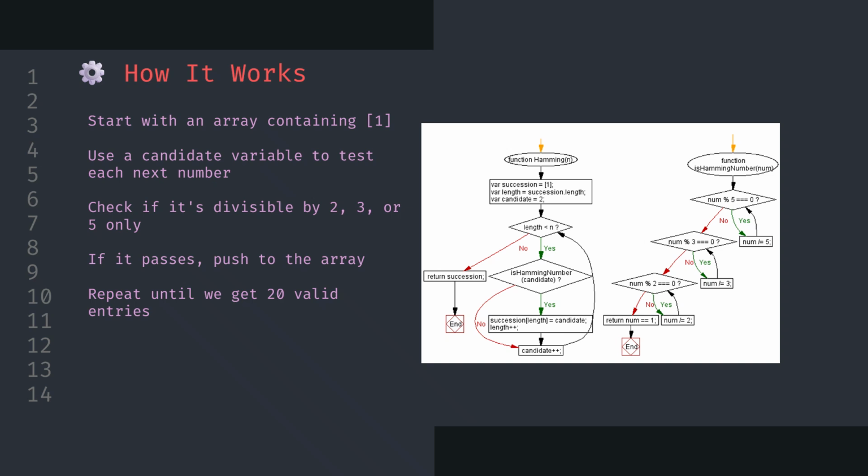The logic is really clean. We start with just the number 1, which is considered a Hamming number by definition. Then, for every new candidate number, we run it through our checker. If it can be broken down to 1 using only 2's, 3's and 5's, it is accepted. Otherwise, it is skipped, and we test the next number. We continue until we reach 20 valid Hamming numbers.